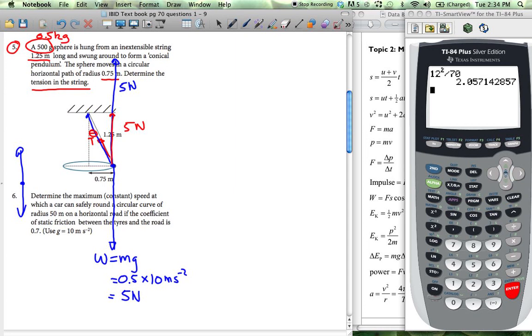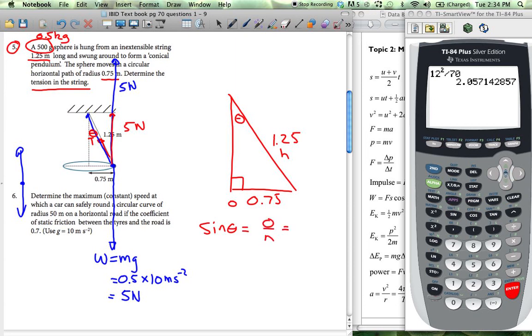And let me redraw this. We've got this situation here where this is 0.75, this is 1.25, and this is theta, this is 90 degrees. I can label this as opposite and hypotenuse. I have got that the sine of theta is equal to opposite over hypotenuse, so it's going to be 0.75 divided by 1.25. I can do that on the calculator to find my value for theta.